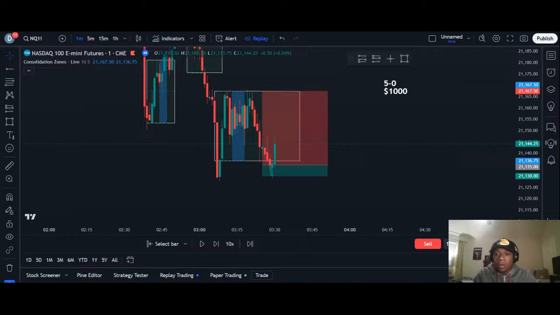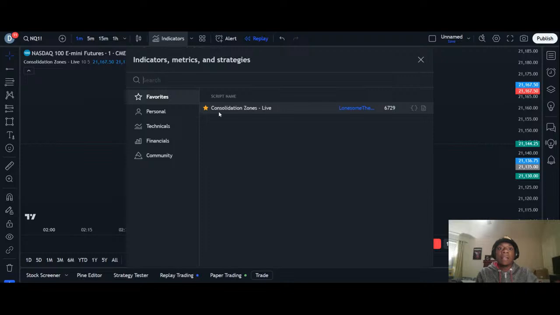As far as I know, you can only get this indicator on TradingView. I'll show y'all how to get it real quick. Search up tradingview.com, pull up your TradingView screen. You click indicator. I got it favorited, but obviously y'all won't have it favorited already. You just search up consolidation.